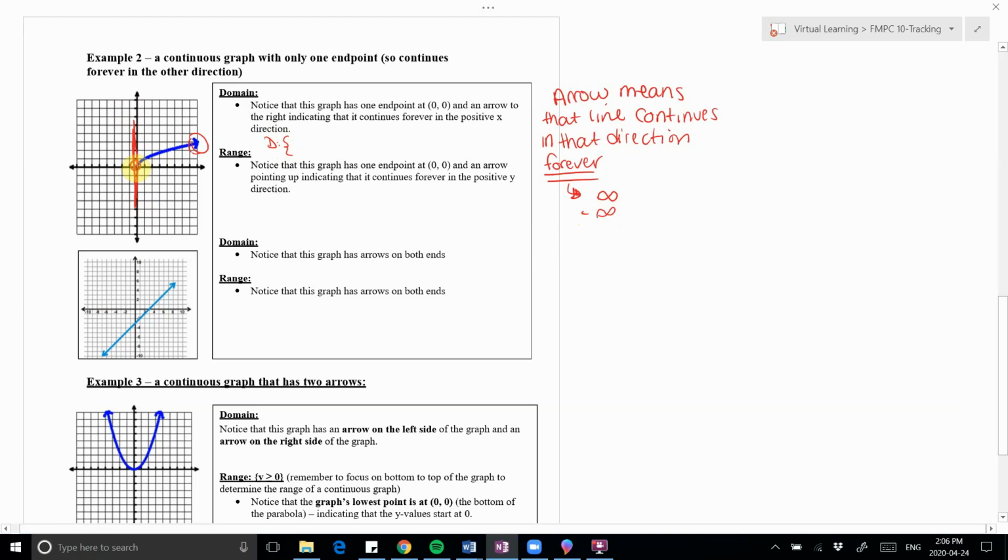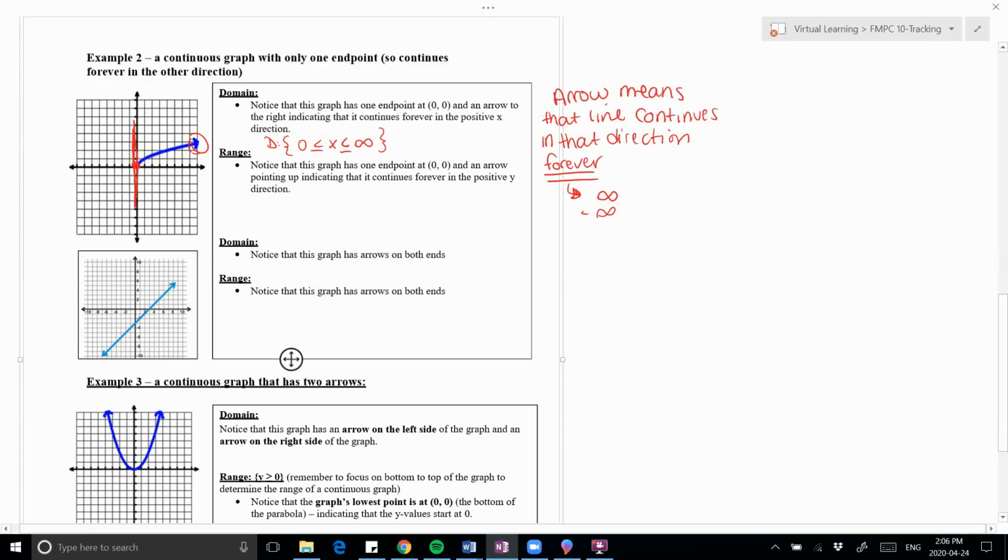So here, when I'm talking about domain, on this end, I do have a point, right? My graph, my line hits at 0. And it's a dot, so that's going to be part of it. But on my other end, I don't actually have a number to stop at. So the number that I use to show that is infinity. So here my x values can go from 0 to infinity. The 0 is the smallest value, but they can continue forever the other way.